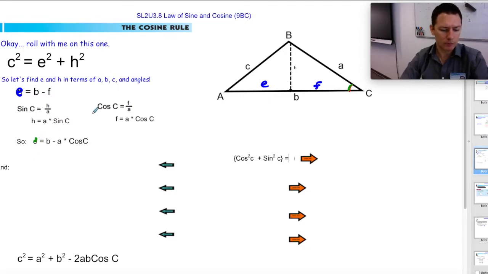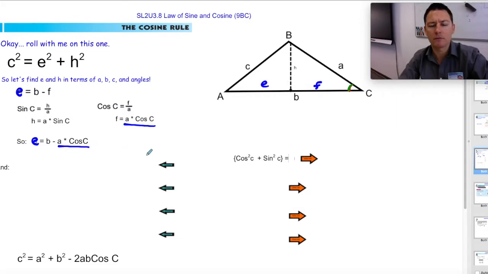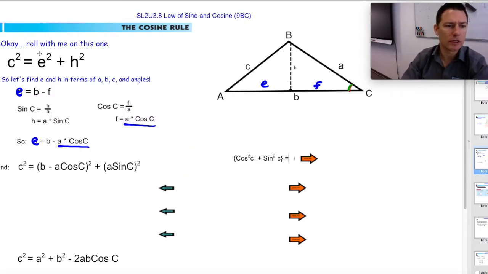E was B minus F. But now we have a new value for F, which is A cosine of C. So instead of B minus F, we have B minus A cosine C. Okay, fine. So we're going to take that and crunch it into here.